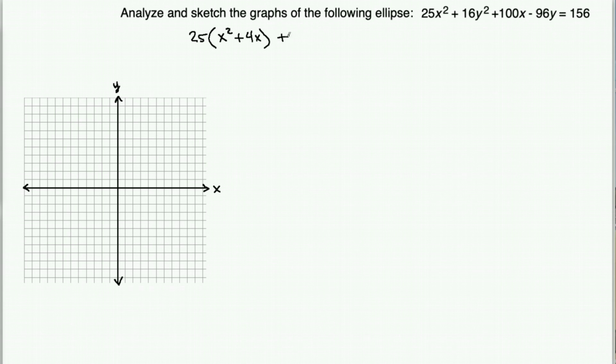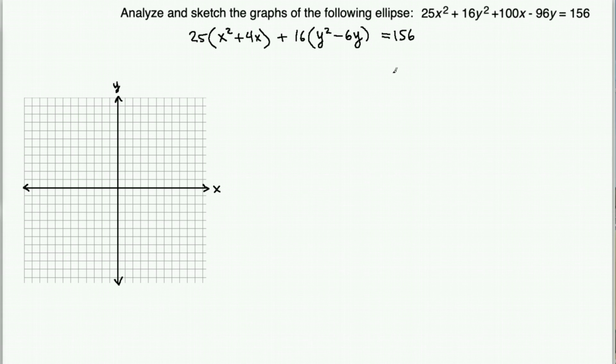And then the same thing for the y, we're going to put 16 outside, and then we're going to have y squared. We need a minus 96y, so we need a minus 6y because this 6 is needed to multiply the 16 to give us 96. Okay, and that is equal to 156.